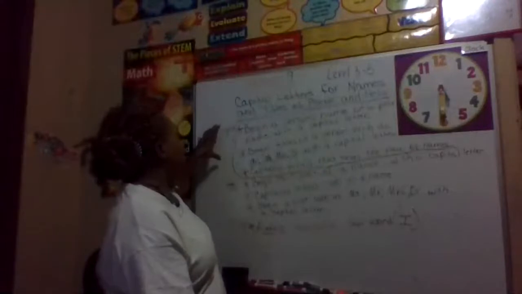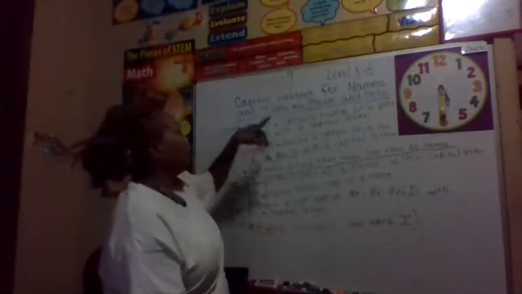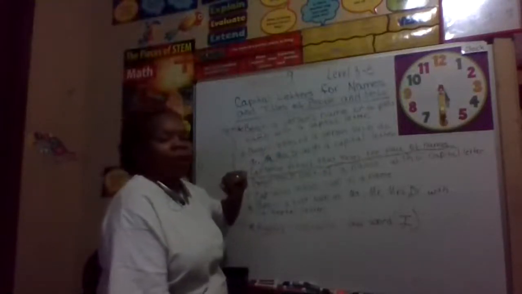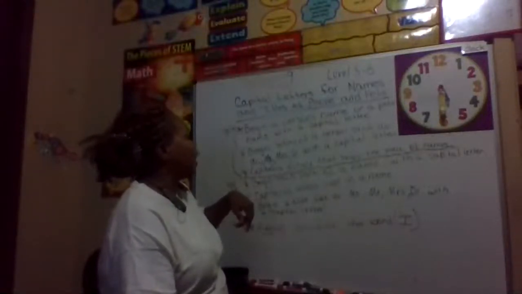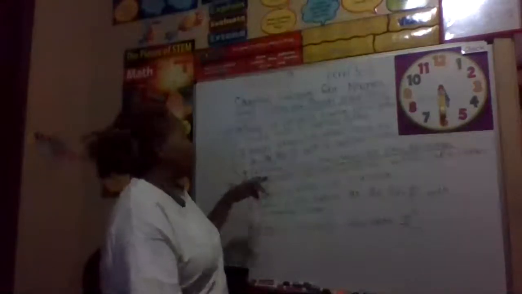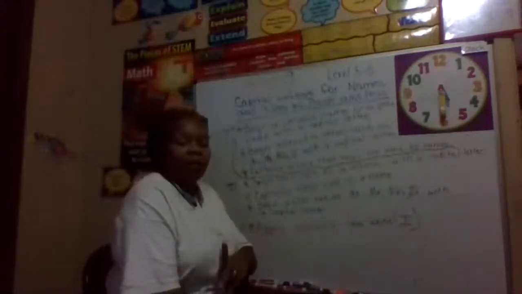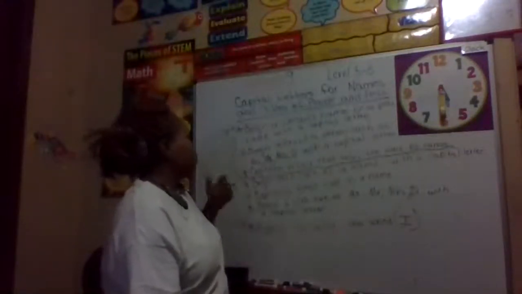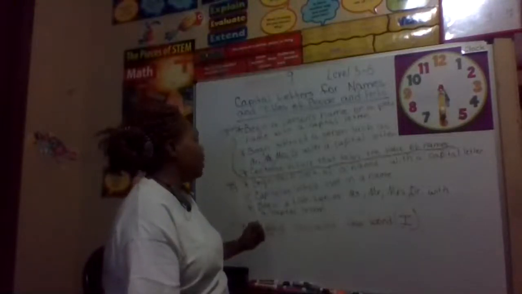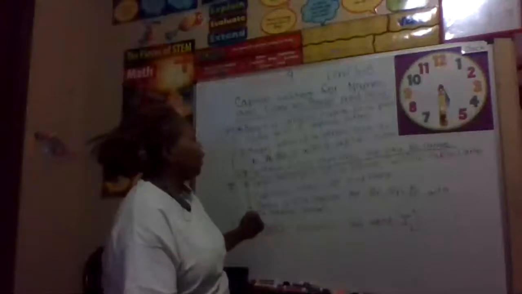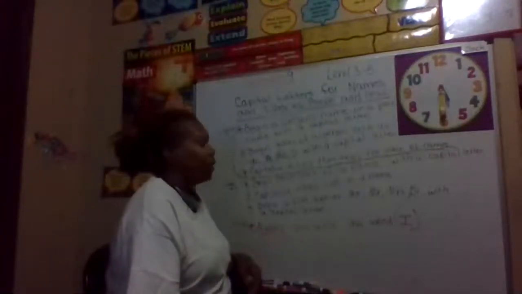We're going to look at level 3 rules right now for capital letters in names or titles of people and pets. This is our first time going live, y'all, so just bear with us. The first rule says, begin a person's name or a pet's name with a capital letter. That's the first rule on level 3. Let's go to the second rule. Begin titles of persons such as Mr., Miss, Mrs., Doctor with a capital letter.